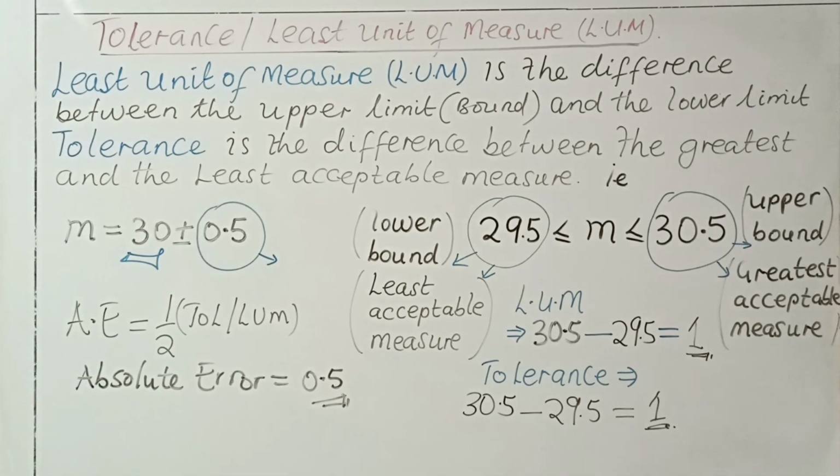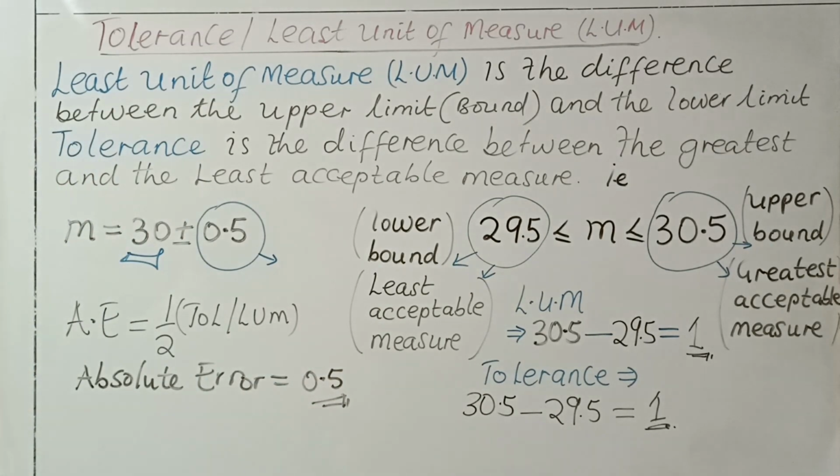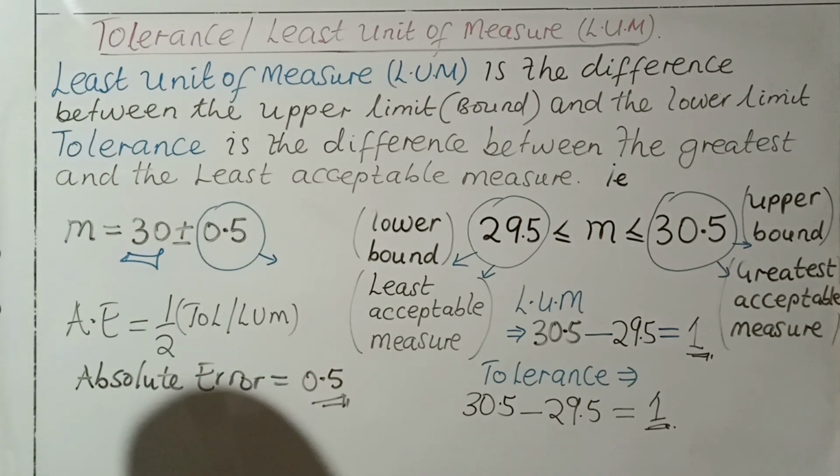So 0.5 is our absolute error, which we have gotten from the tolerance using that relationship to say the absolute error is half of the tolerance. Once we know the tolerance, it's a matter of dividing by 2, and what we get will be the absolute error. So in our case, since the tolerance or the least unit of measure is 1, the absolute error will be half of 1, which is 0.5.